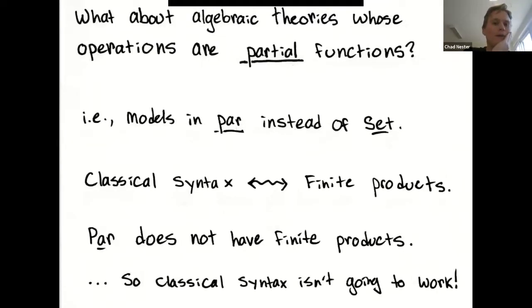I've promised to tell you about partial and relational algebraic theories, and so we can ask questions like, what if I want algebraic theories, but whose operations correspond to partial functions on sets instead of total functions on sets? So I want my models in the category of partial functions on sets, not in the category of total functions on sets. And something we can say right away is that because classical syntax corresponds so strongly to finite product structure, and partial functions on sets doesn't have finite product structure, we probably can't use classical syntax. We're going to need to use something else.